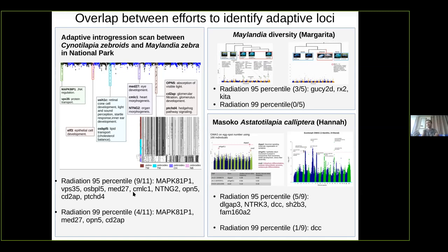So in the 95th percentile, I find there's overlap in almost all the genes that I found from the National Park study, and still quite good overlap if I'm more strict with the outliers. I also find some overlap in the Malawi study, but none if I crank it up to just the smaller subset. And then we also find overlap in Masoko. So this is promising: the genes that I'm finding with this overall radiation allele frequency divergence scan intersect with these independent avenues we've been exploring.